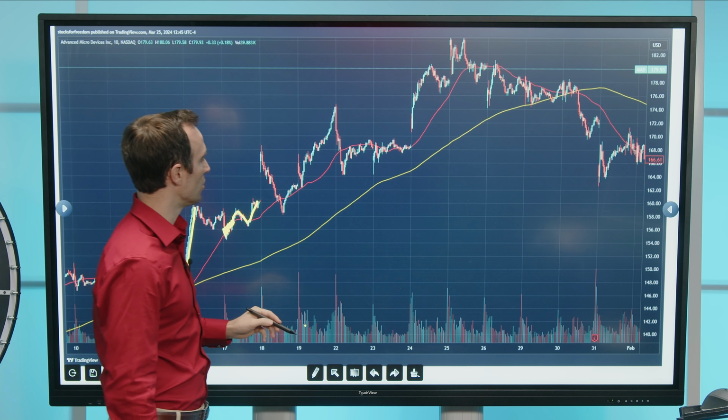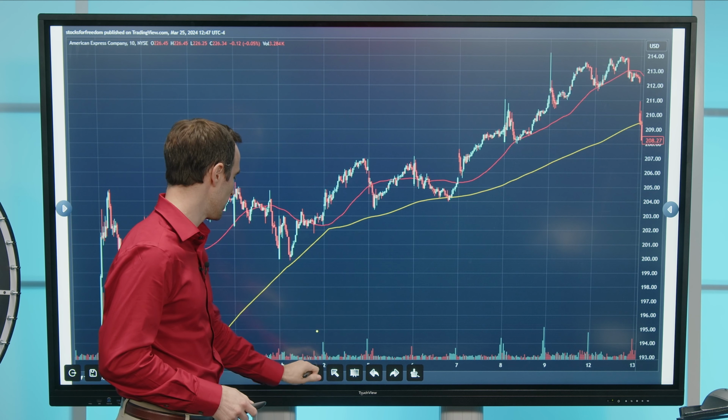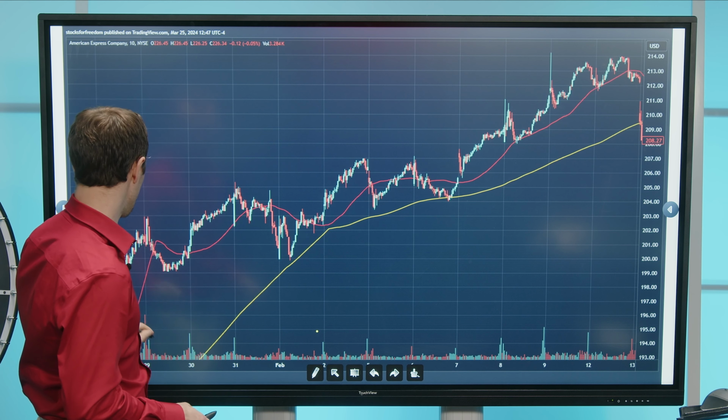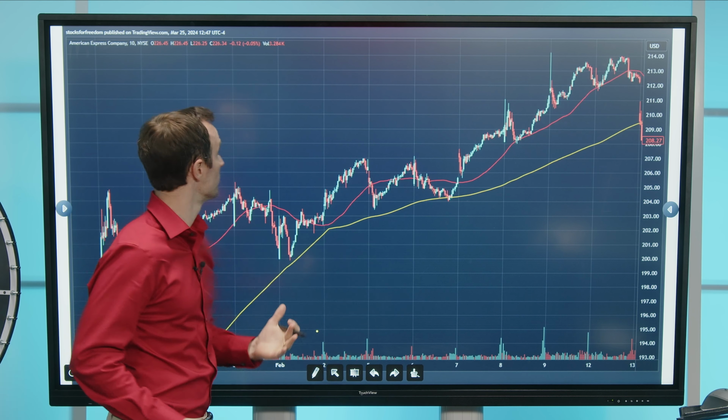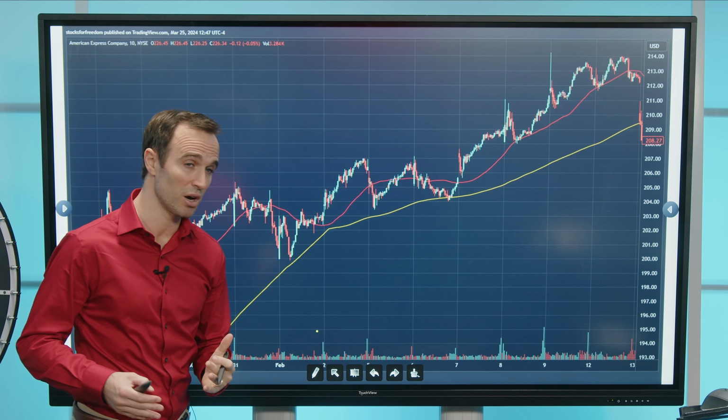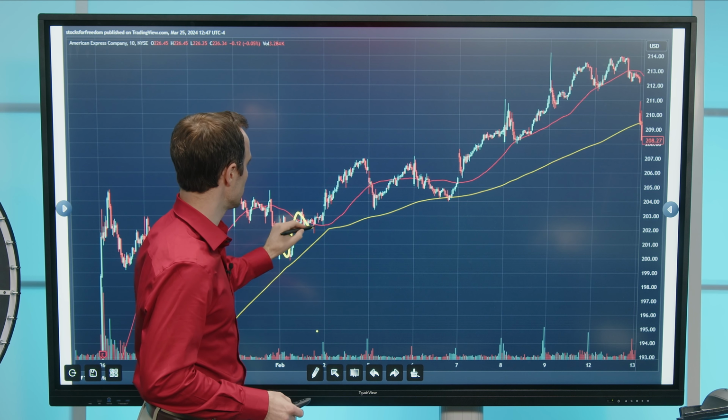But look at how the price chopped along the 200 moving average here, and as soon as the death cross occurred, the price broke down precipitously. So really interesting when you look at the charts and see how this all works. This is the 10-minute chart on American Express, okay? And we can see here how the price is kind of staying above the 200 moving average on the 10-minute chart. So what does that tell you? It tells you that that's a bullish stock.